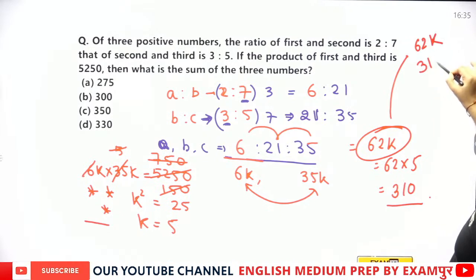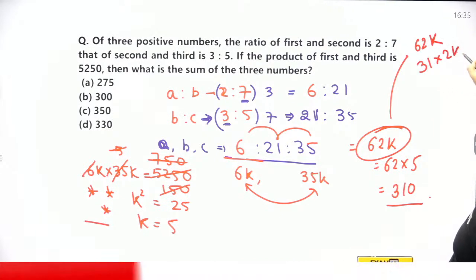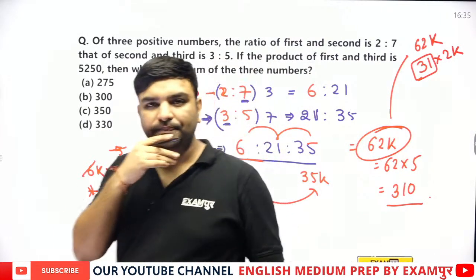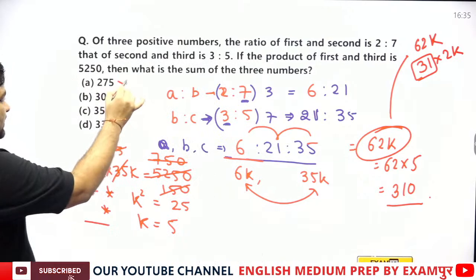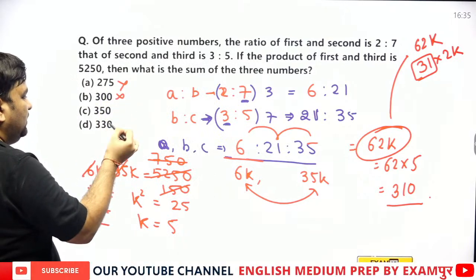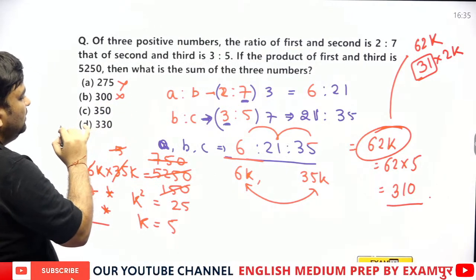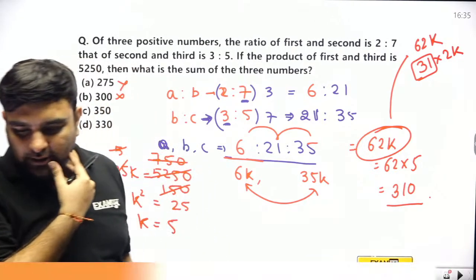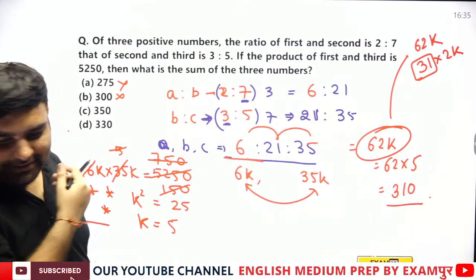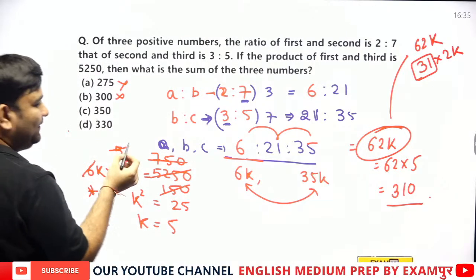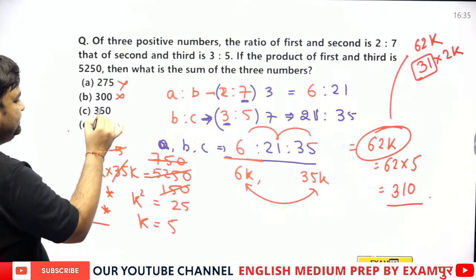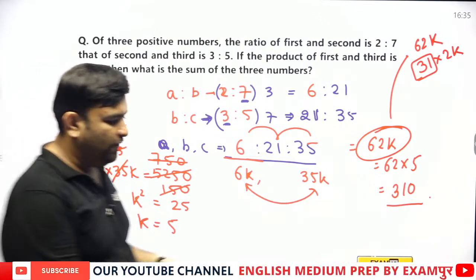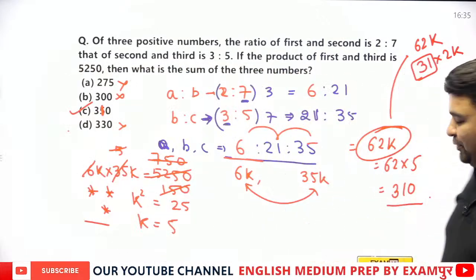It's 31. 31 into 2K. So you can check the multiple of 31. Whatever is the multiple of 31 is your answer. Is this a multiple of 31? No. Is this a multiple of 31? No. Is this a multiple of 31? Is the option not there or what? Okay, 310. Great. Let's move on.